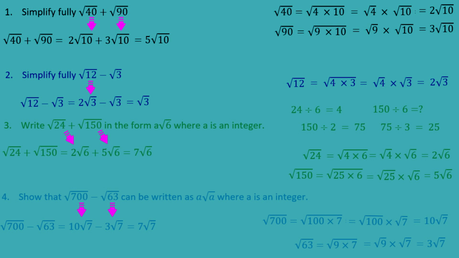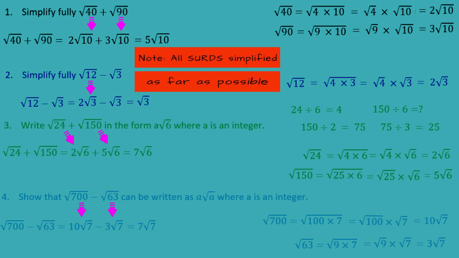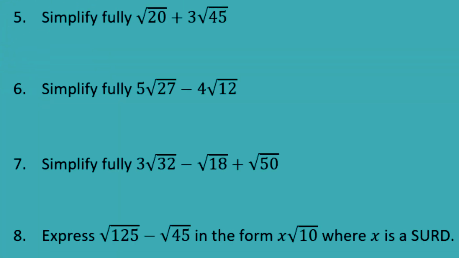Take a moment to look at the solutions to these first 4 questions. The technique we used in each case was to simplify all the surds as far as possible, which meant we were then adding or subtracting the same square roots, enabling us to do the calculations. We will now do the following 4, more challenging questions.